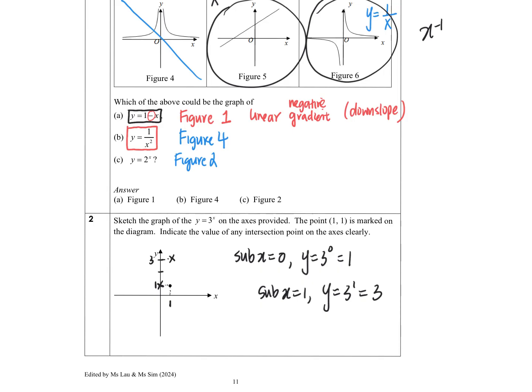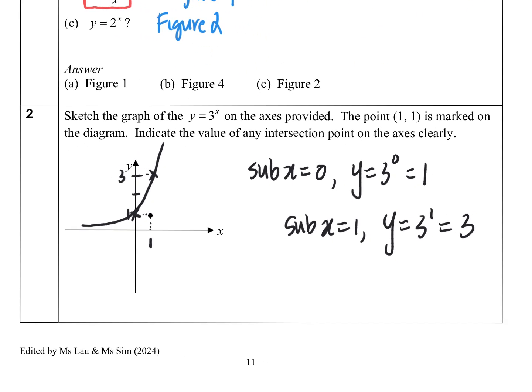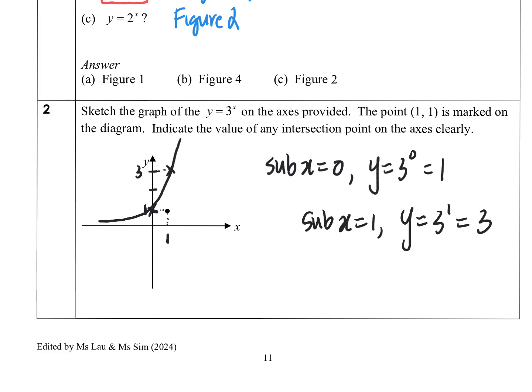So since it's an exponential graph, when you sketch, just make sure it doesn't pass through this point. It passes through 1 and it doesn't touch the x-axis. So this is an O-level question. They give you one dot there and ask you to sketch it out. This dot serves the purpose of giving you the scale. That means this is 1 unit, this is 1 unit. You use that to sketch. Estimate will do. No need to be perfect.